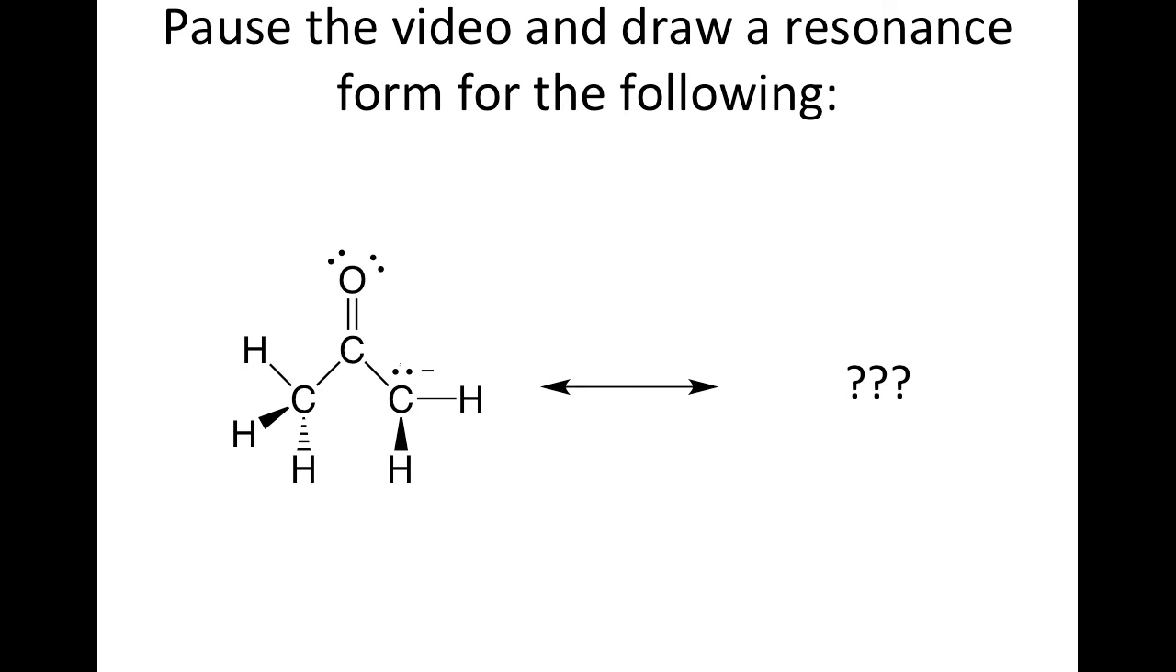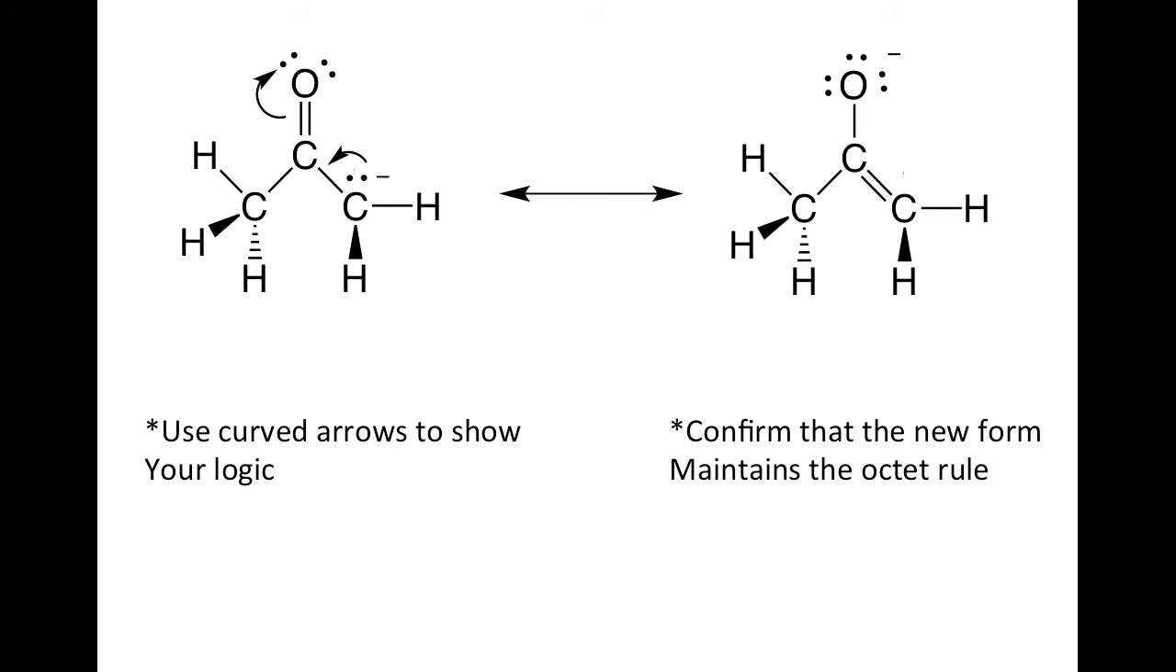So here's the answer to this question. The left-hand side has the original question that you were given, and the right-hand side is the new resonance form. On the left side, I've drawn with curved arrows how I got from the resonance form on the left to the resonance form on the right.